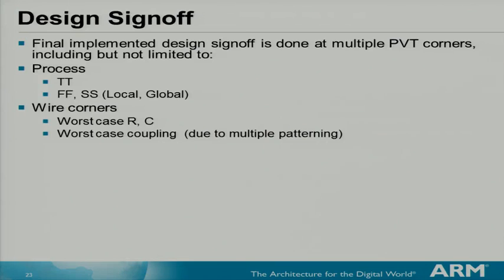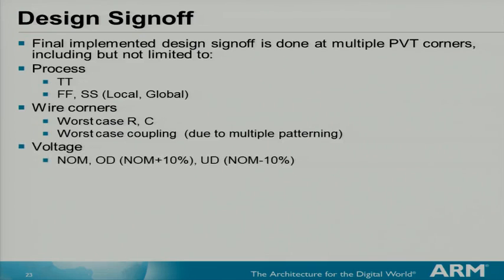There are wire corners these days where you have worst case RC. You also have worst case coupling corners because of double patterning. So if you do not have overlay between the 2 different colors of metals, because of overlay errors, you can have higher coupling in some cases, and that corner is also an additional point where you need to sign off your design.